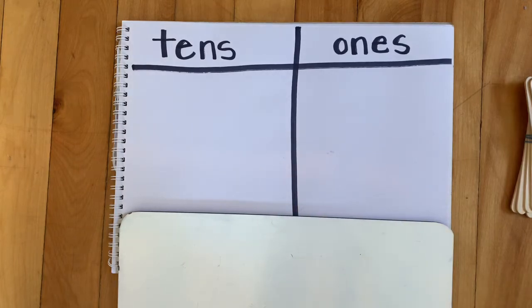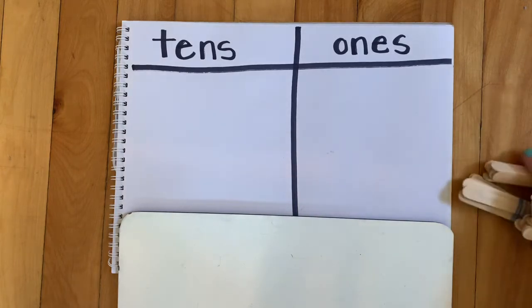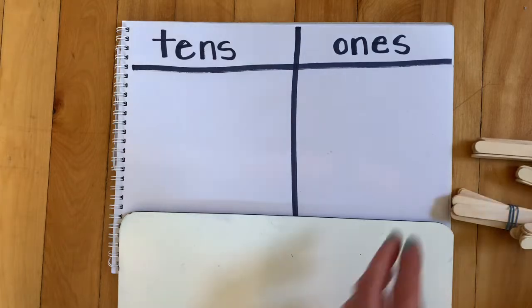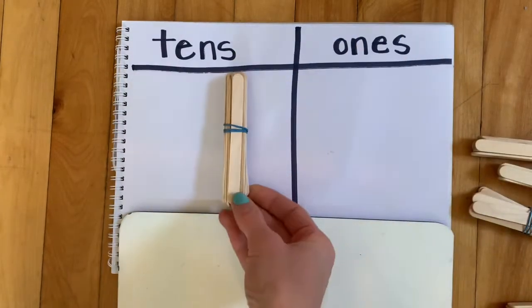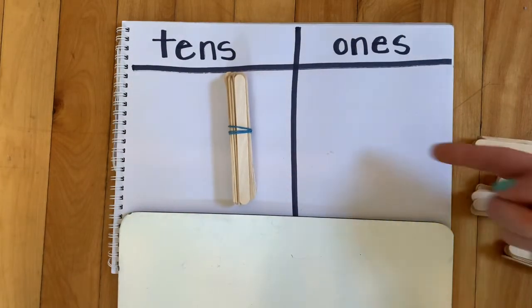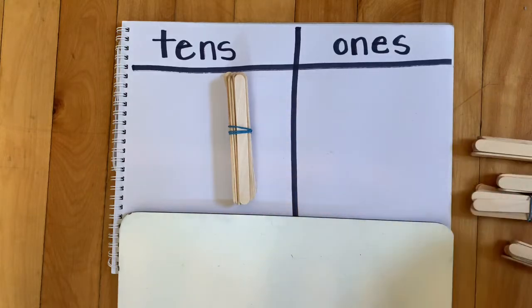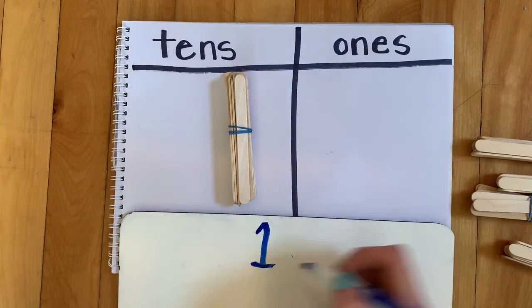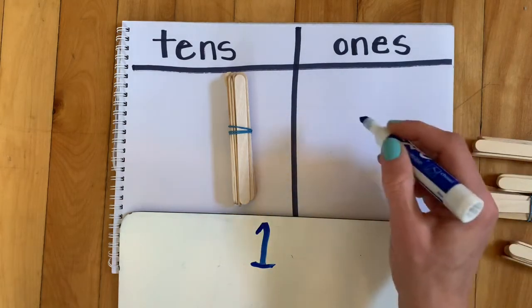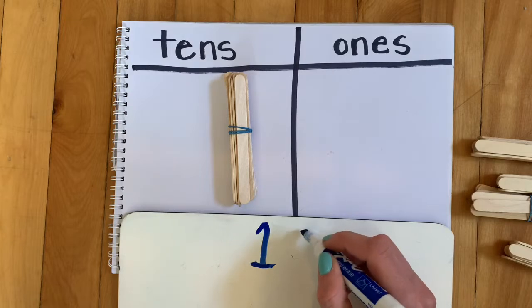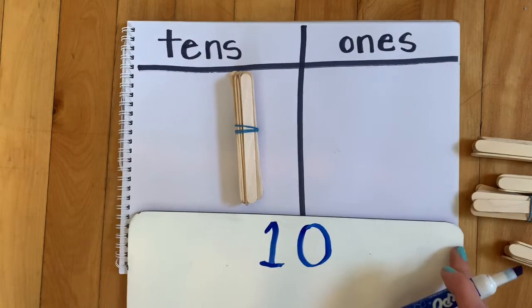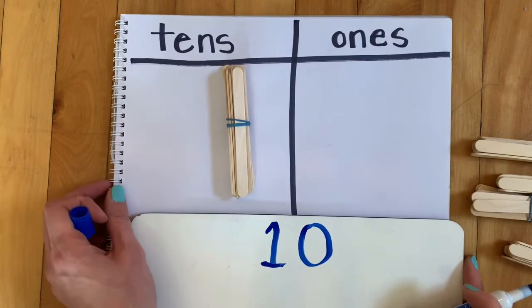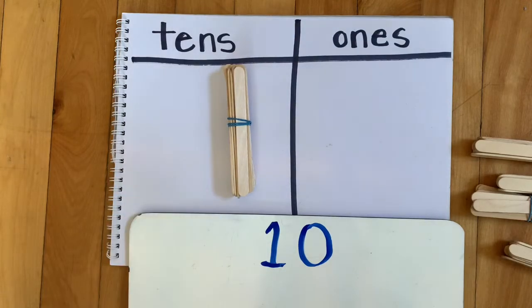Your first job, show me what you think 10 looks like. So 10 looks like one bundle of 10 on the 10 side. We don't put it here because it's not ones, it's a bundle of 10. And then when we write 10, we have a 1 for one bundle of 10. And are there any 1s? Are there any single popsicle sticks? No, it's 0. That's what 10 looks like. I want you to make 10 right now, just with the sticks. You don't need to write it on your chart.